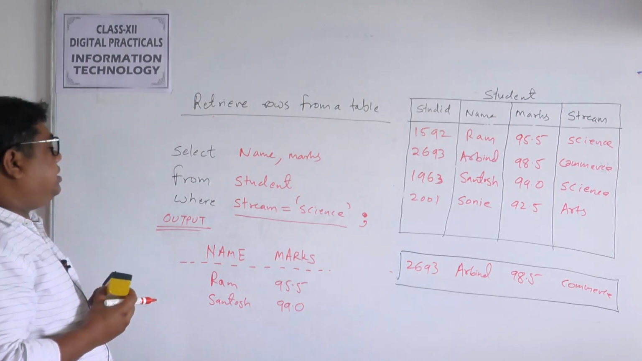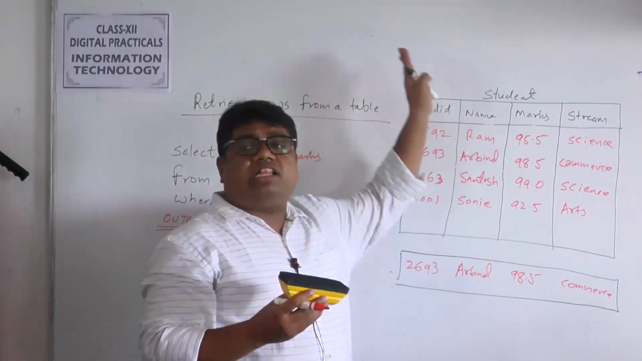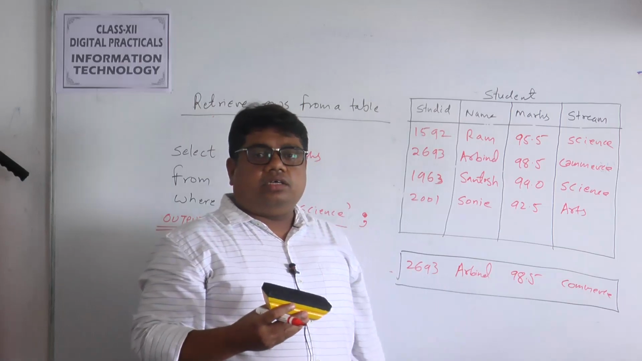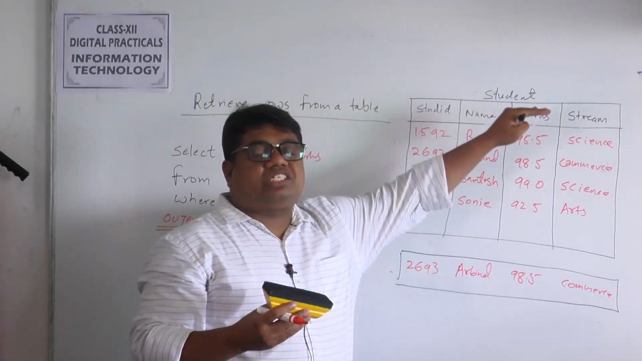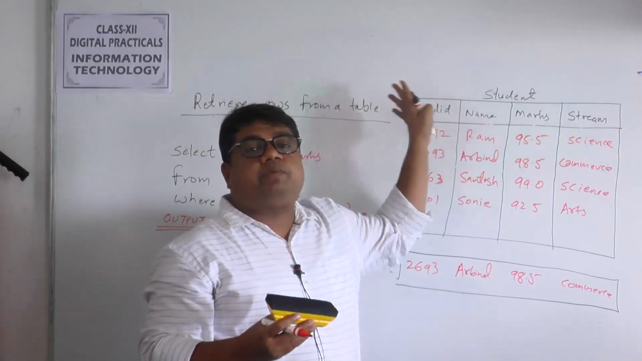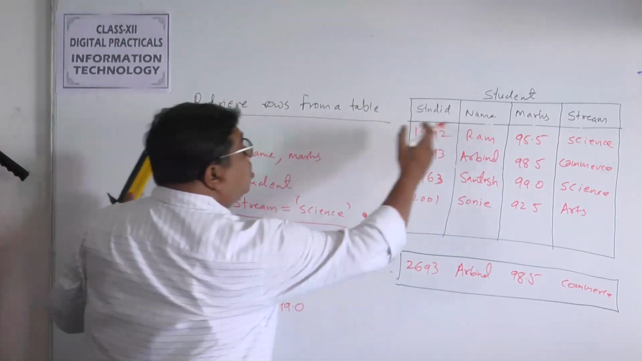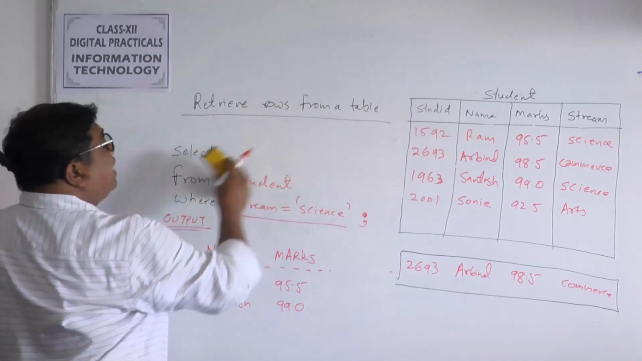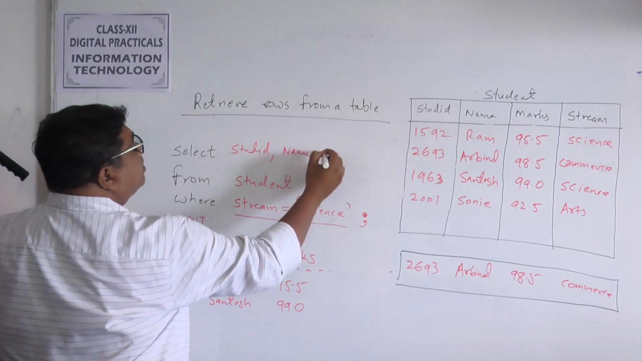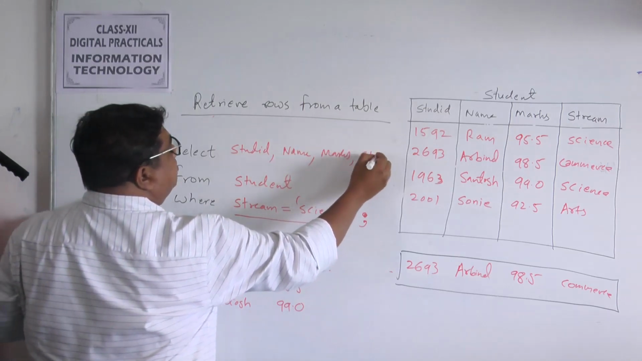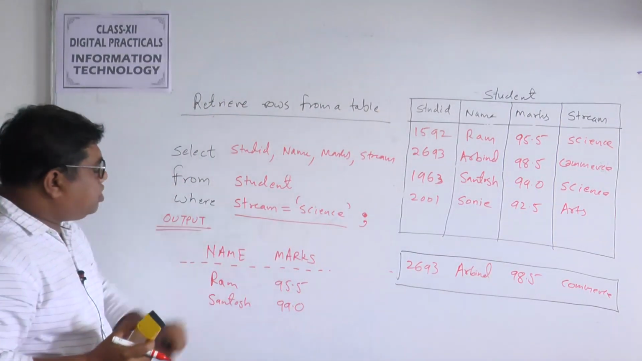Now, my another question. Suppose I want to display everything, all the information, all the data, of the students whose stream is science, the students who are studying in science. So what do I have to do? It has asked for all the columns. I can write student ID, name, marks and stream, all the four columns, from student where stream equal to science.